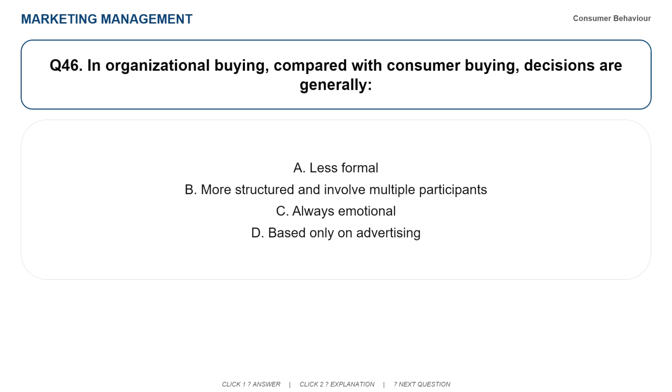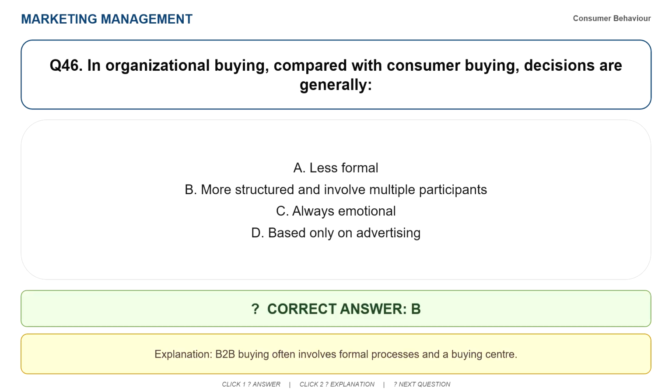Question 46. In organizational buying, compared with consumer buying, decisions are generally Option A. Less formal. Option B. More structured and involve multiple participants. Option C. Always emotional. Option D. Based only on advertising. The correct answer is B. Explanation. B2B buying often involves formal processes and a buying center.